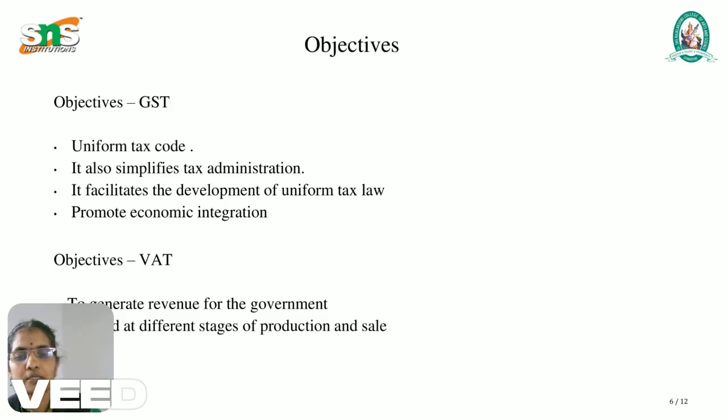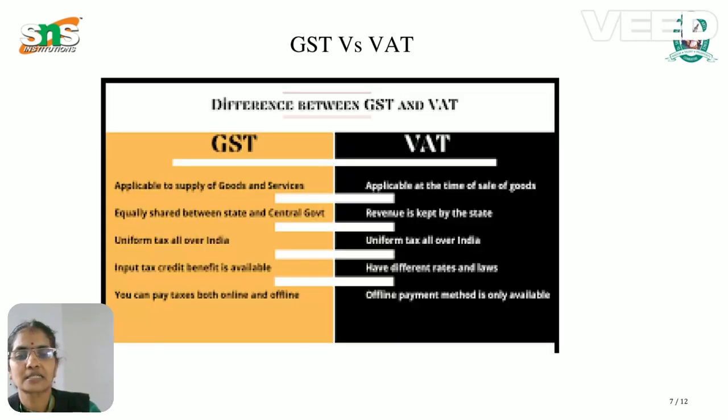The objective under GST is a uniform tax code. Under VAT, the objective is to generate revenue for the government and to collect taxes at different stages of production and sales. Next, we move to the difference between GST and VAT.